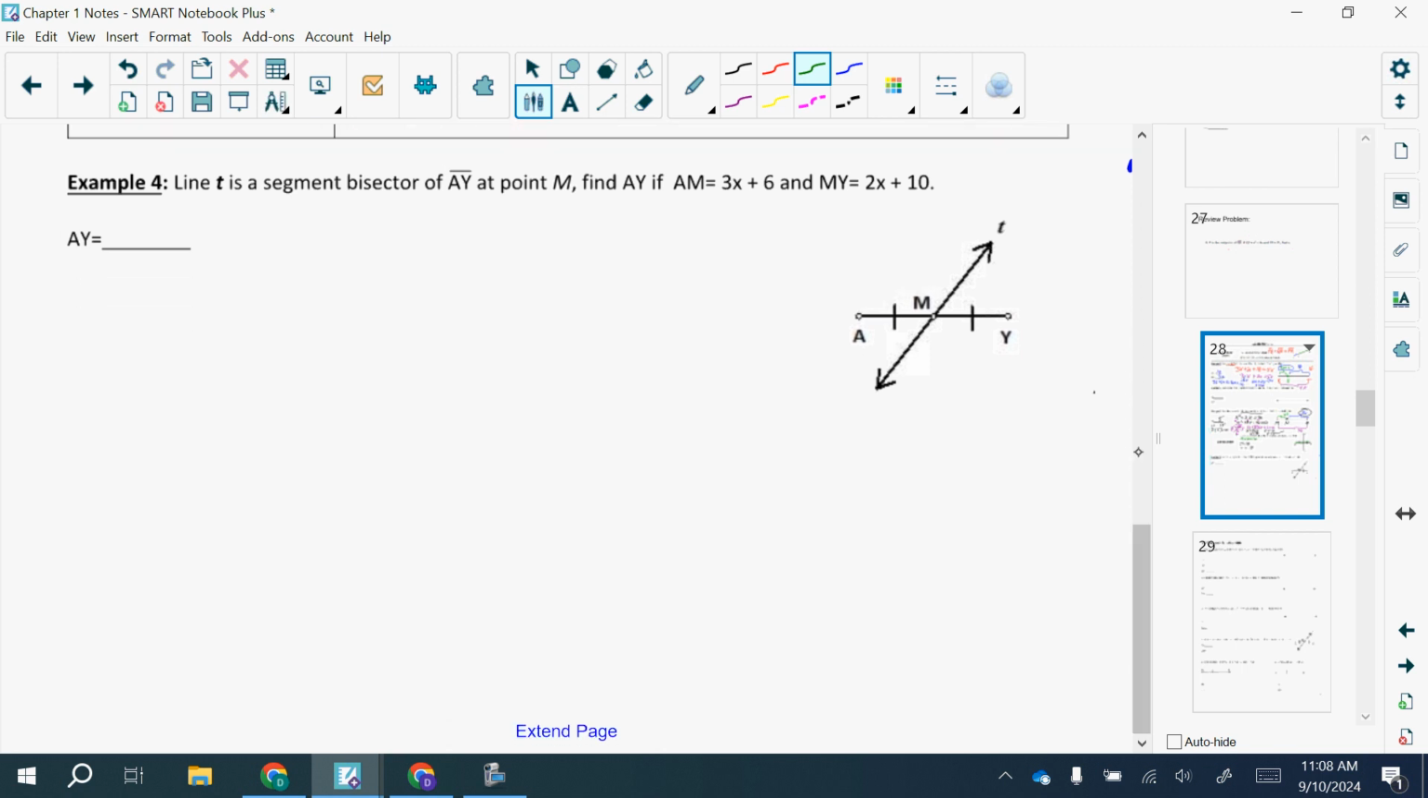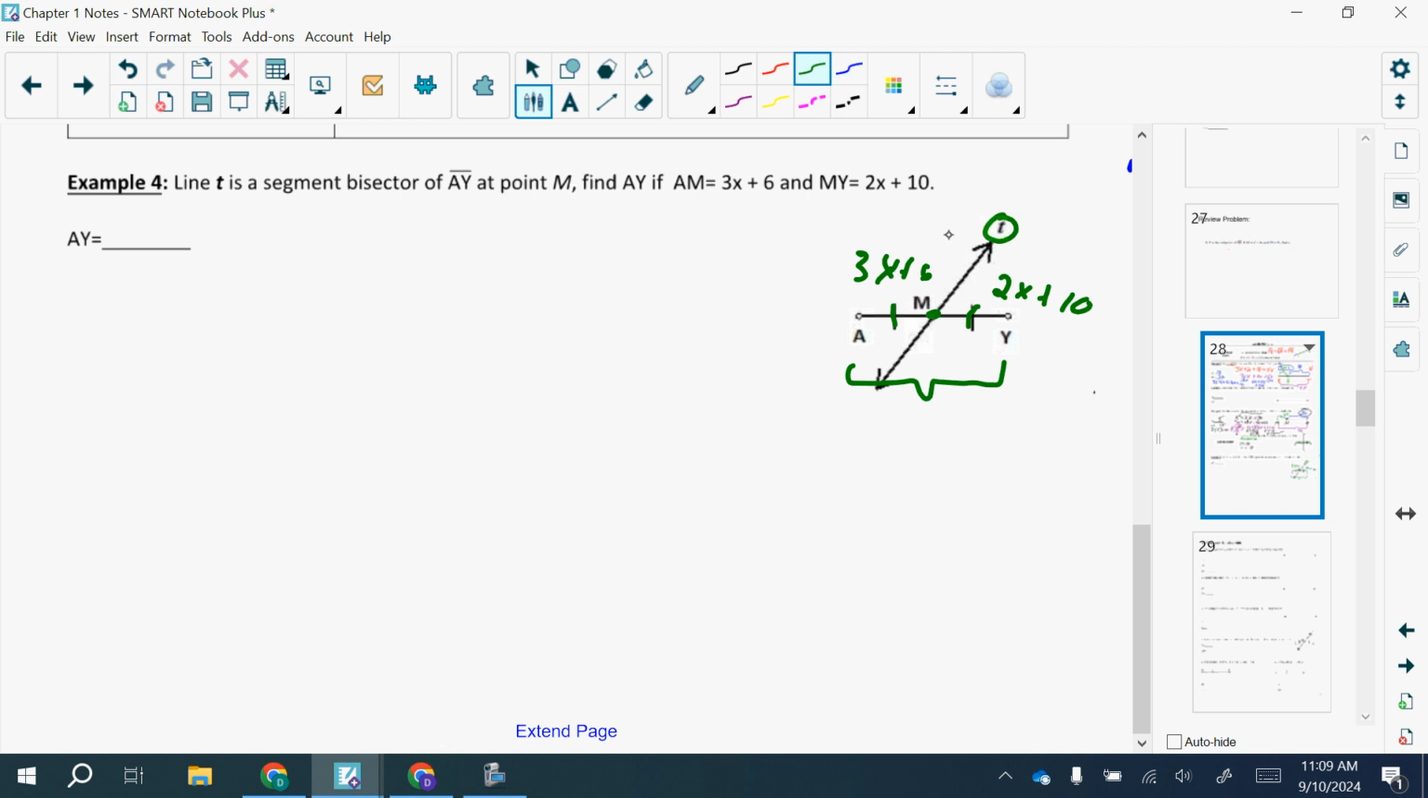So example 4, line T, which is this guy right here, bisects AY through the point M. So all that information told us that M is the midpoint between A and Y. And these tick marks indicate that both of these sides will be equal. So AM is 3x plus 6, and MY is 2x plus 10. And it wants us to find AY, which is the whole. So first we got to find x.